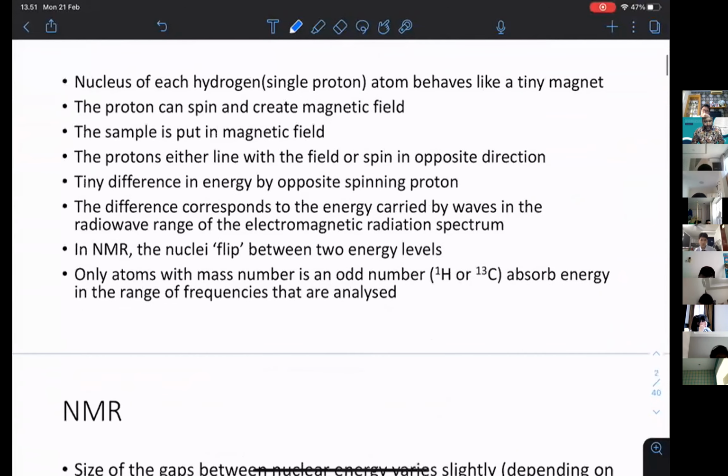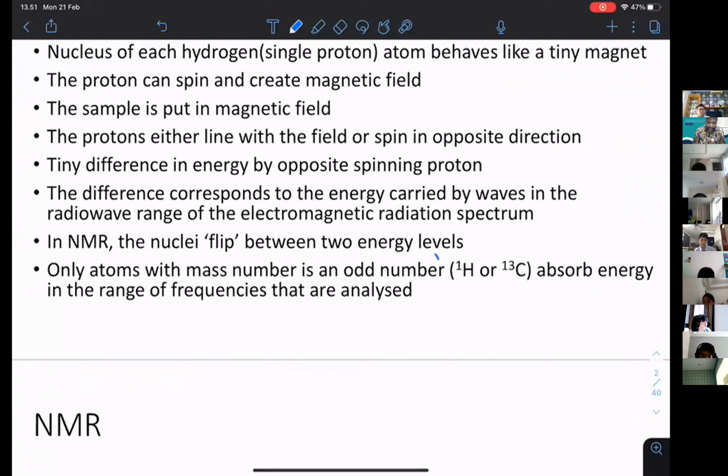You see, only atoms with an odd mass number, hydrogen 1, carbon 13, absorb the energy in the range of the frequency that is analyzed. So you need to use atoms with a mass number that is an odd number. Now, if you use D2O, the mass is going to be hydrogen 2. You are going to use an even number. If you use an even number, you are not going to see any absorption. So automatically the peak will disappear. That is the meaning.